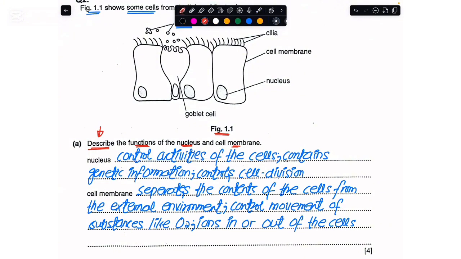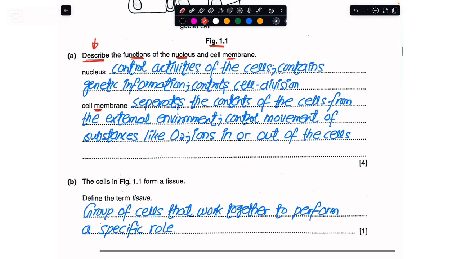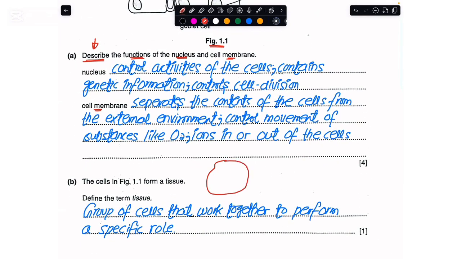If we talk about the cell membrane, if I make the diagram, here we have the cell, and for the cell we have the cell membrane. We know that this cell membrane is a partially permeable or selectively permeable membrane. So only the useful materials would be allowed to enter into these cells.